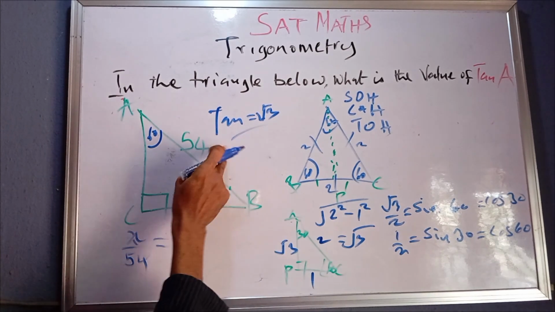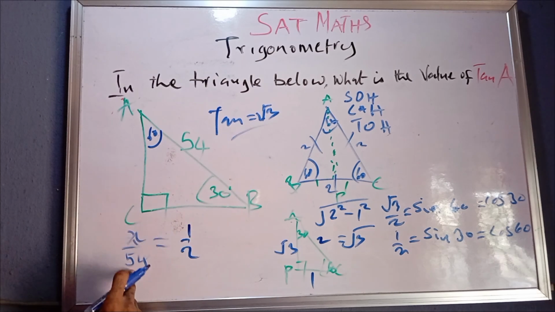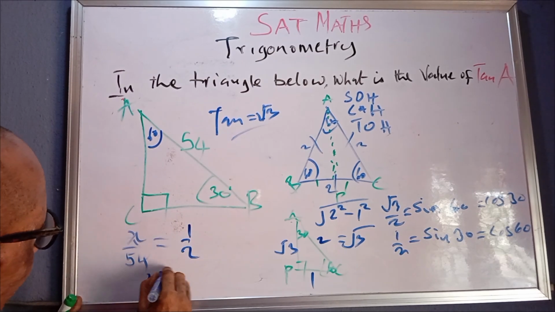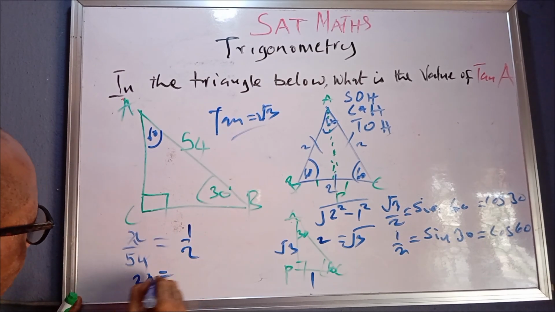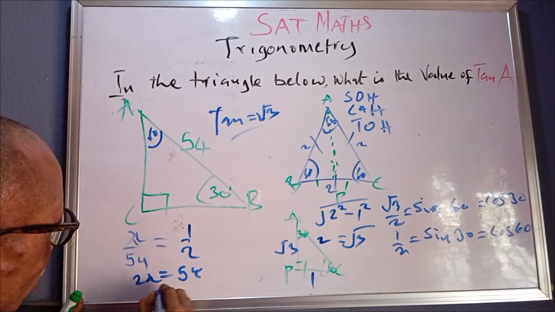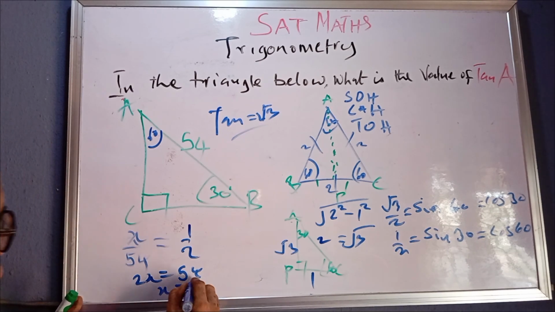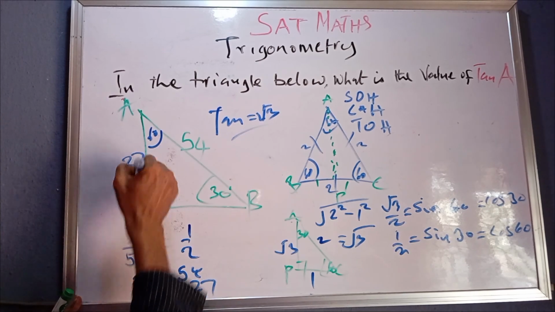So opposite over hypotenuse, x over 54 equals 1 over 2. So 2x equals 54. So our x, 54 divided by 2, is 27. So we come here and put 27 here.